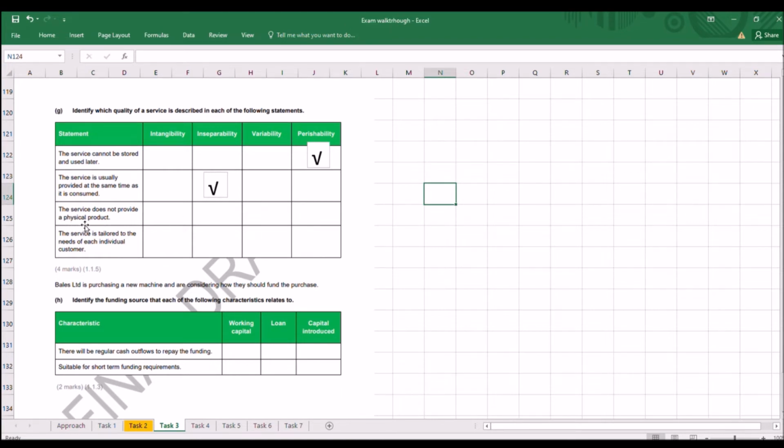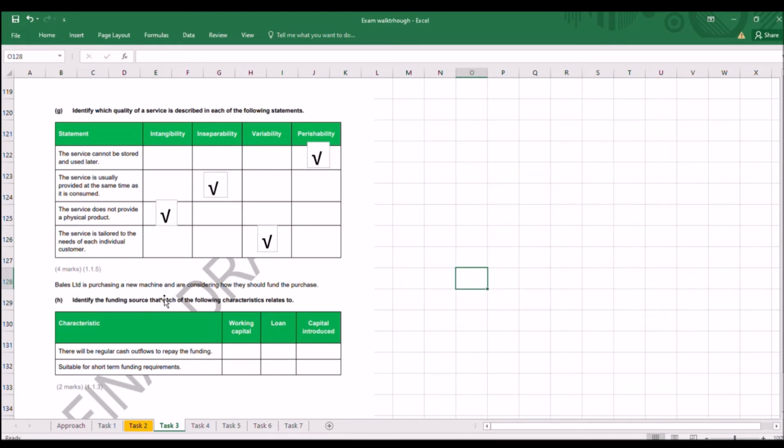But the service does not provide a physical product. So remember, tangible is physical, intangible is not physical. Okay. And the service is tailored to the needs of each customer. Well, that's variable, isn't it? And it's not standardized. So the opposite of variable is standardized. So there we go. We've got variable. So we've got standardized versus variable. Different versus bespoke. Right. Okay.